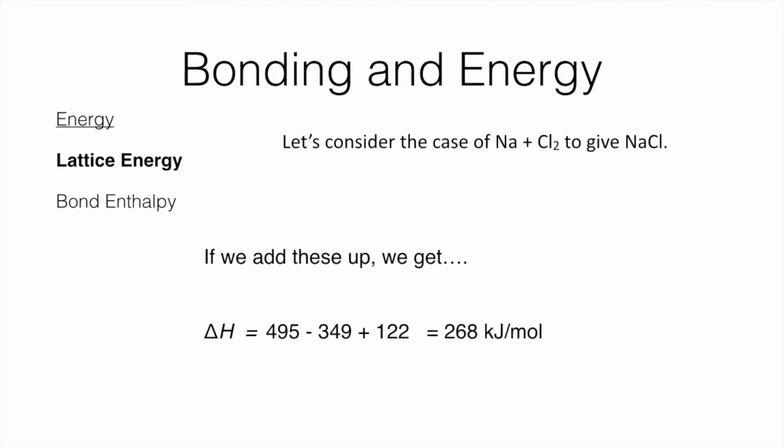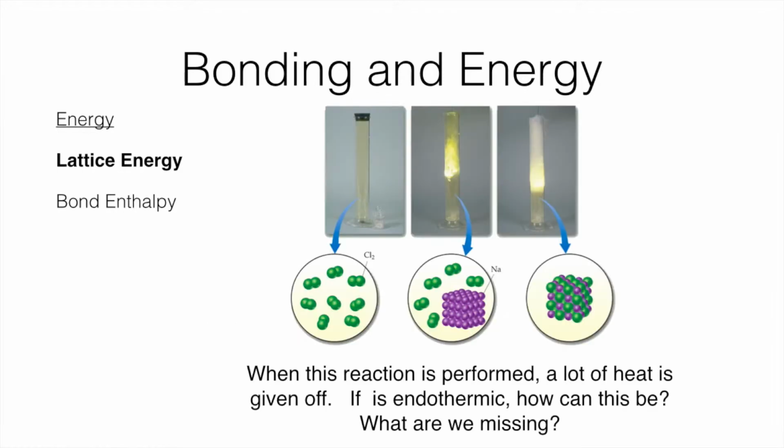So if we add all these up, we are at 268 kilojoules per mole, which is a positive value. So something's not right here, right? We just said that we have to have a negative delta H for this reaction to occur. And indeed, if we do this reaction, we do see a lot of heat and flames given off. So we know that this reaction is exothermic. But according to our numbers, it says it's endothermic. So how can this be? Like, what exactly are we missing?